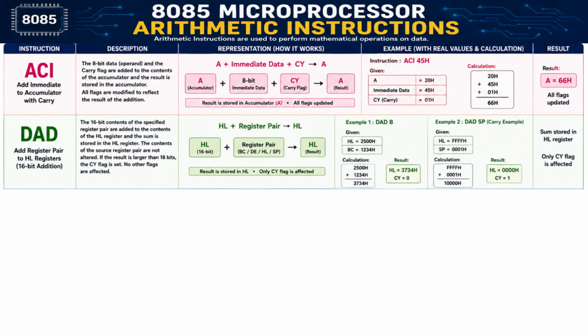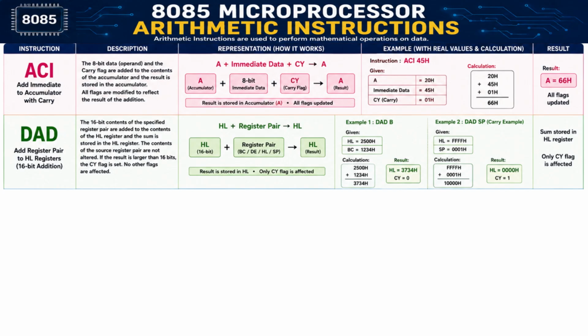Up next, the DAD instruction. DAD stands for double add: add register pair to HL register. Unlike the previous instructions, this is a 16-bit addition. Instead of using the accumulator, it adds a register pair to the HL register pair. The result is stored in the HL register pair itself. One important point is that only the carry flag is affected. None of the other flags change.